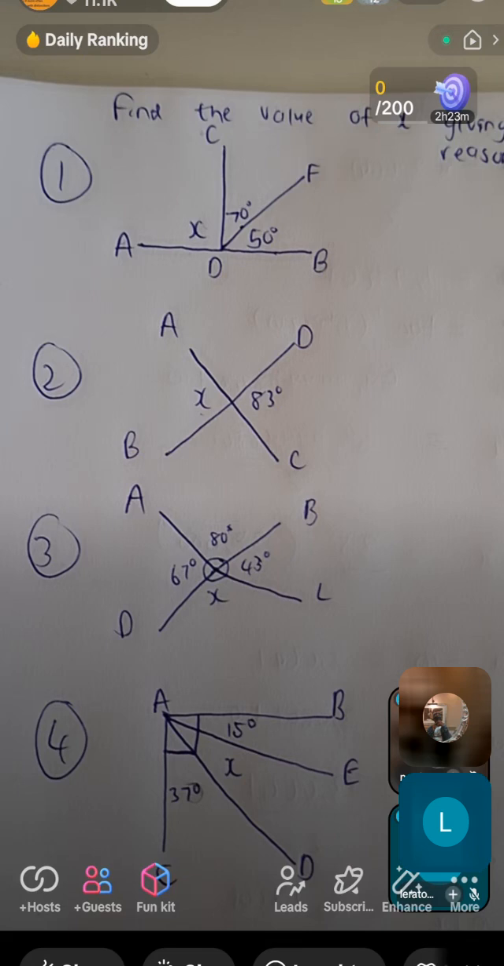If it was straight lines intersecting, then obviously the relationship between the angles would be vertically opposite. But in this case, it's not so. So we need to look at another relationship, which is angles on a straight line. But do you see that BOD is not a straight line?